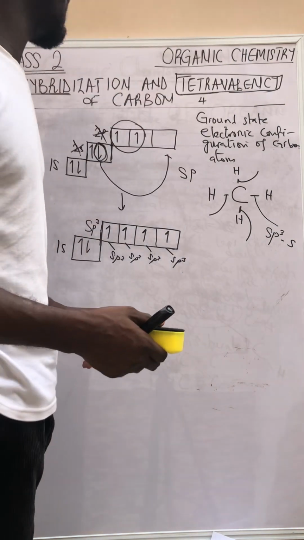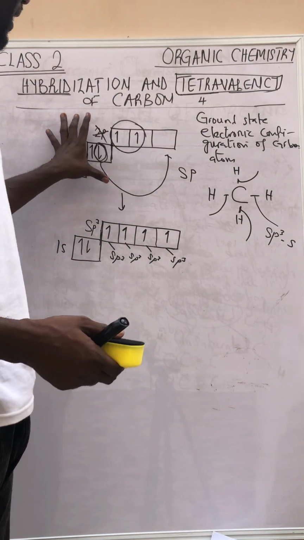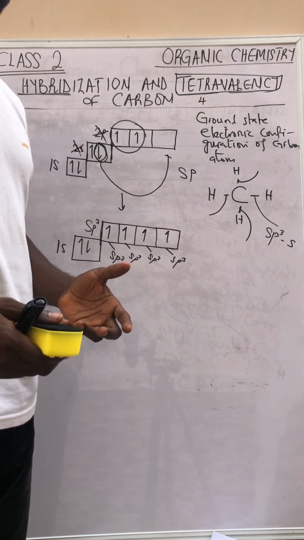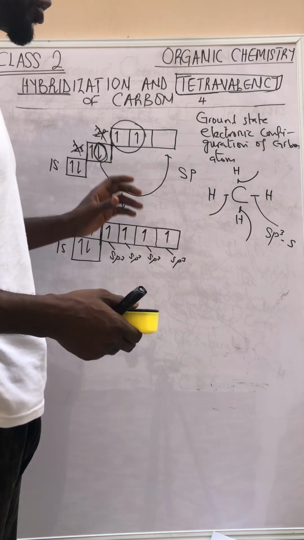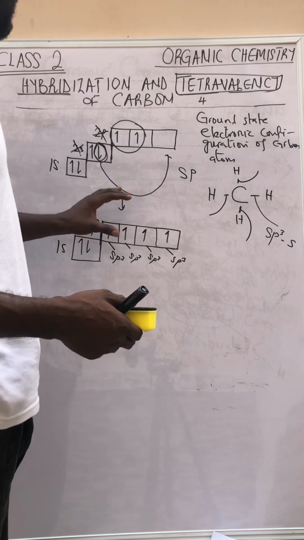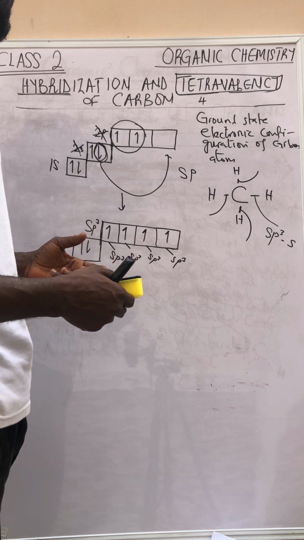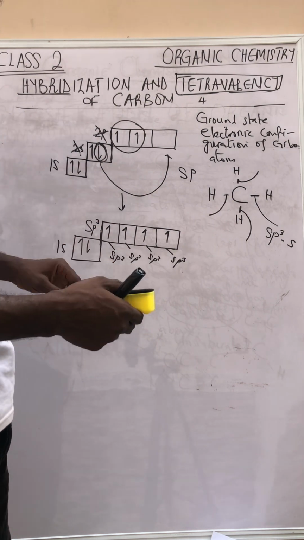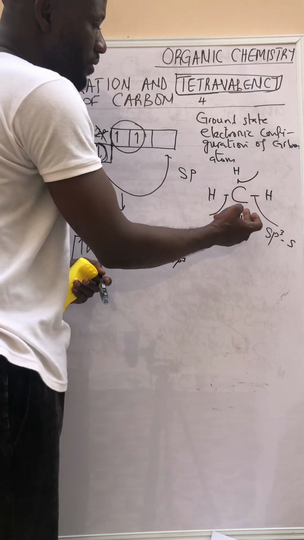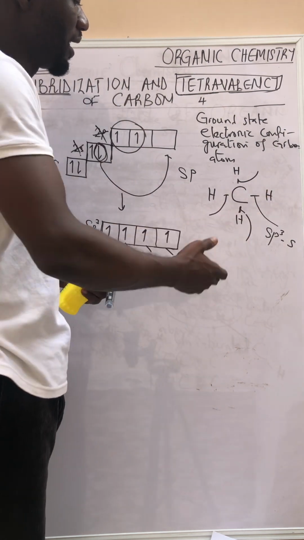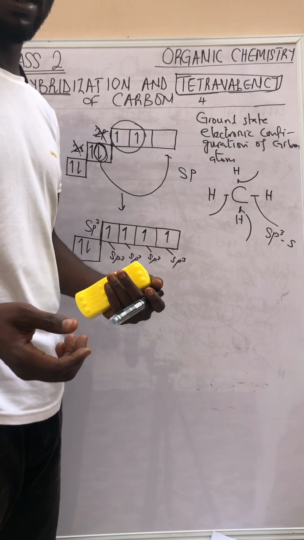In my next class, we are going to look at the structure of methane, the structure of ethane, the structure of ethene, and the structure of ethyne. In those structures, we will be able to talk about the kind of angle that is between the bonds in alkanes, alkenes, and alkynes.